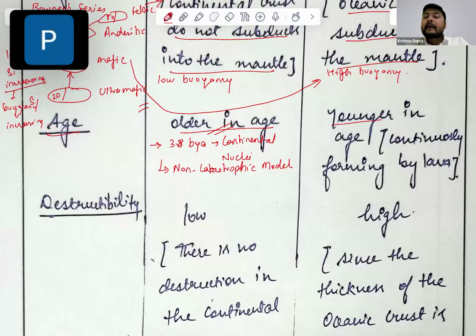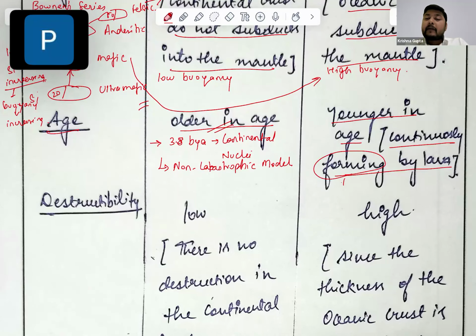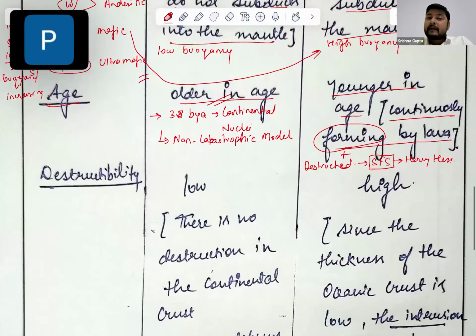We will be saying that the oceanic crust is younger in age. Okay, they are continuously forming by the lava. Not only forming, but they are also getting disrupted. So it is very well explained by the seafloor spreading principle, which was provided by Harry Hess. Here we'll be seeing that the life of the oceanic crust is almost around 200 million years. So this is an average life of an oceanic crust.